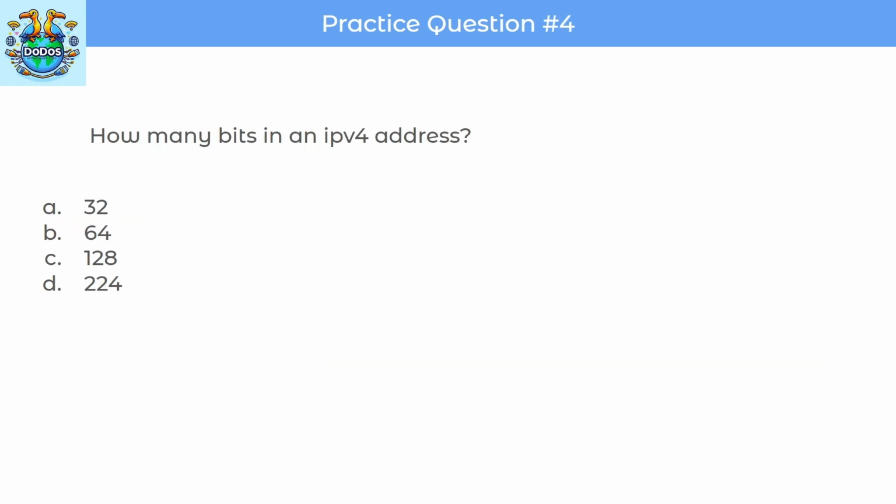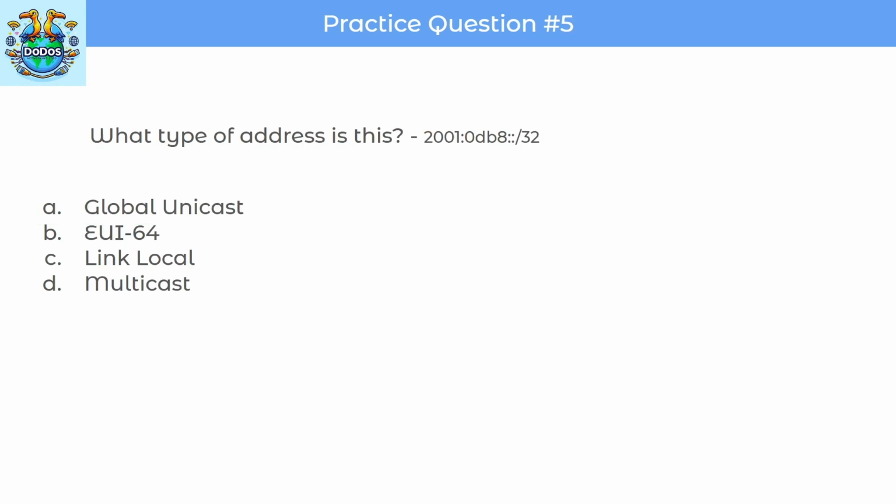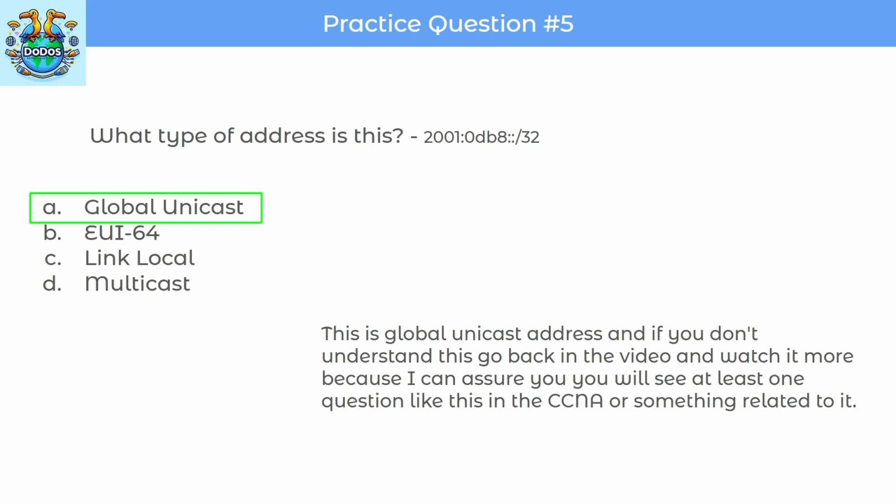How many bits in an IPv4 address? Answer is A, 32. So there are 32 bits in an IPv4 address. What type of address is this? Answer is A, global unicast. So this is a global unicast, and if you don't understand this, go back in the video, because I would assure you that you'll see at least one question in the CCNA like this.